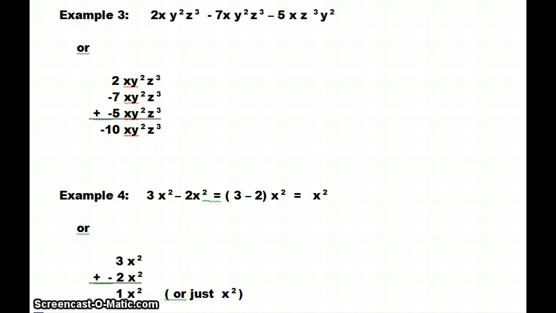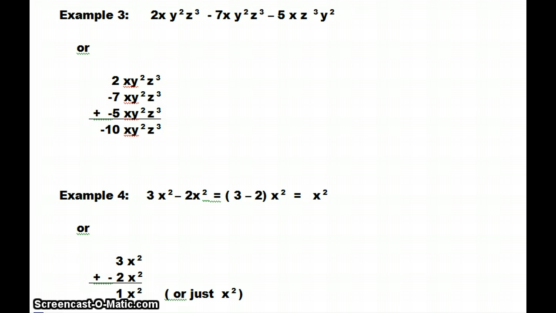The next example, example 3, was one that we saw previously too. When we add those together, if we just stack them on top of each other, you can see that they all have x, they all have y to the second, and they all have z to the third. So we're simply going to take 2 minus 7, which gives us negative 5, and negative 5 plus negative 5, which gives us negative 10. So our answer for that is going to be negative 10x, y to the second, and z to the third power.